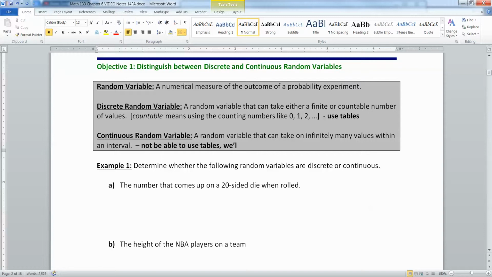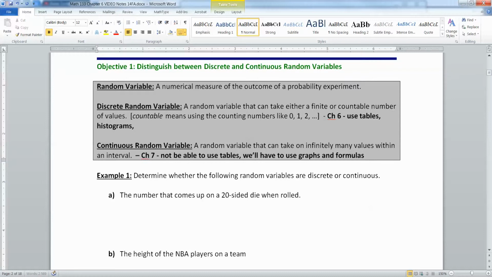Right? We'll have to use graphs and formulas. So in chapter 6, I'm going to make a note, this is chapter 6. This bottom one is chapter 7. And we can use tables. We can use histograms, bar charts. So we can use tables, graphs, formulas, those kinds of things. So histograms or bar charts, those will be the same. Or some formulas.